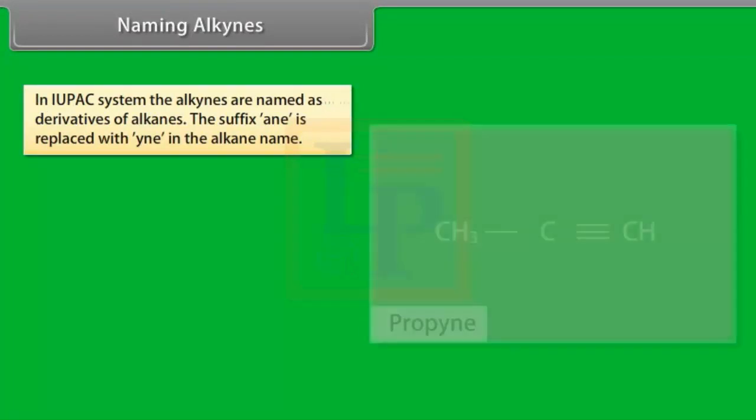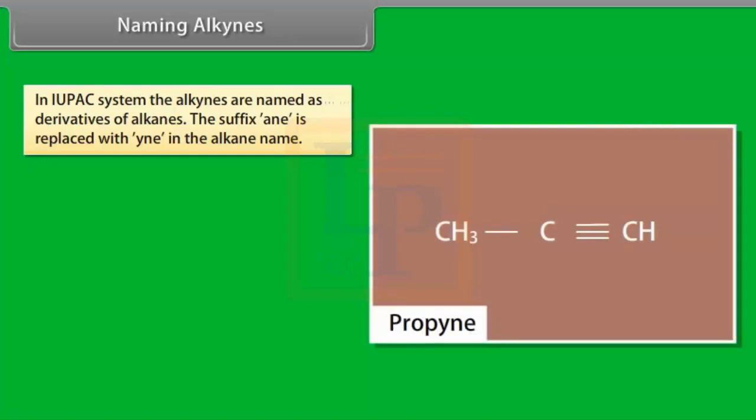Naming alkynes. In the IUPAC system, alkynes are named as derivatives of alkanes. The suffix "ane" is replaced with "yne" in the alkane name. For example, the given compound has 3 carbon atoms and hence the root name is propane. If the suffix "ane" is replaced with "yne", we get the IUPAC name of the compound as propyne.